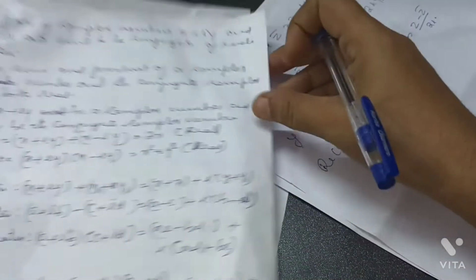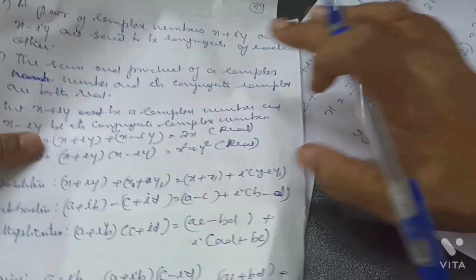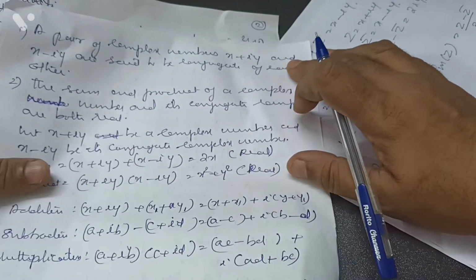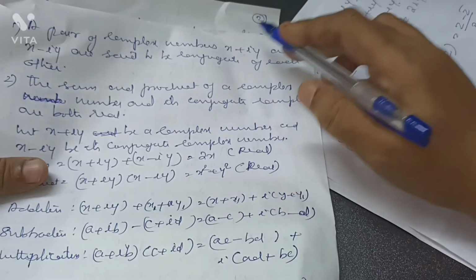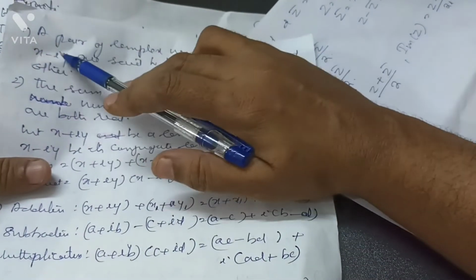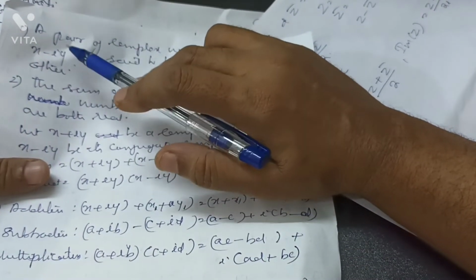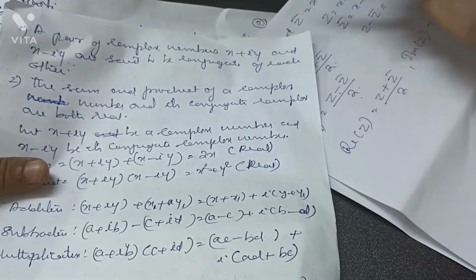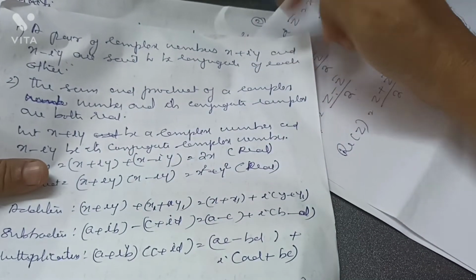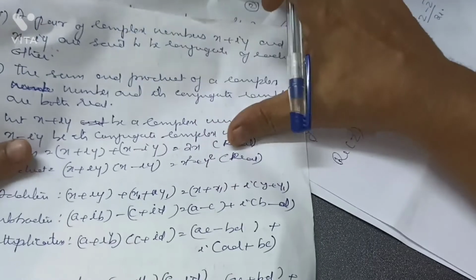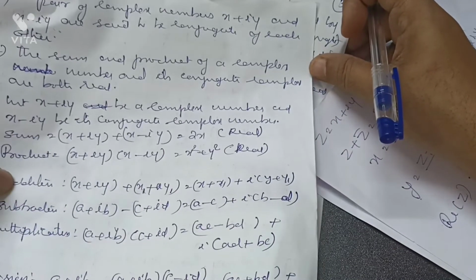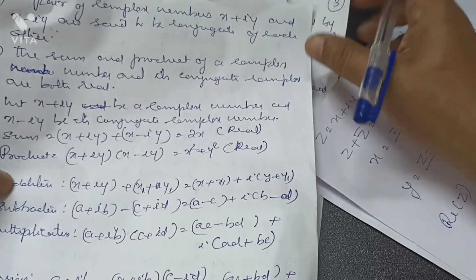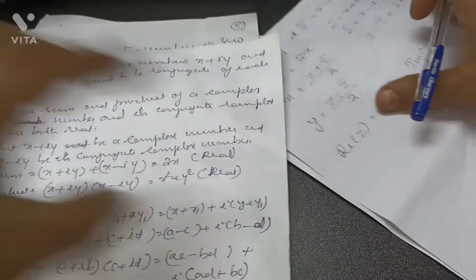Now here we can see another thing: a pair of complex numbers x plus iy and x minus iy are conjugate of each other, isn't it? X plus iy, the conjugate is x minus iy. And when you ask what is the conjugate of x minus iy, just change the sign: x plus iy. So x plus iy and x minus iy are said to be conjugate of each other. Now the sum and product of a complex number and its conjugate are always real.